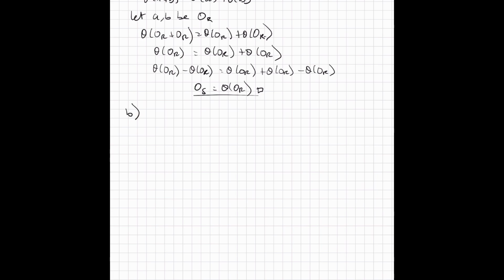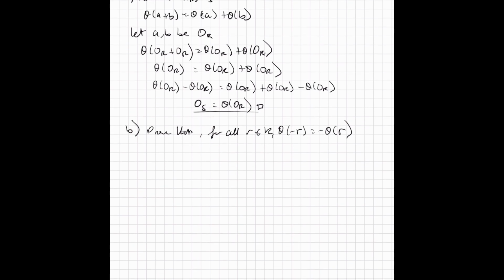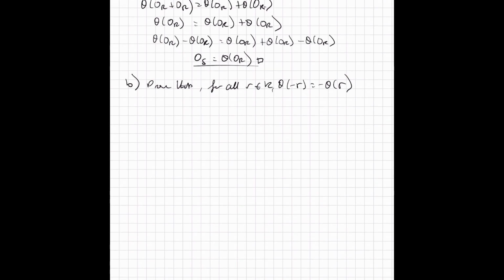Okay, and then part B, now to prove that for all r in R, theta of minus r equals minus theta of r. Okay. So I'm going to start by using the same definition as in the first section, but this time I'm going to assign A to be r and B to be minus r. So I'm just going to write it down like that.